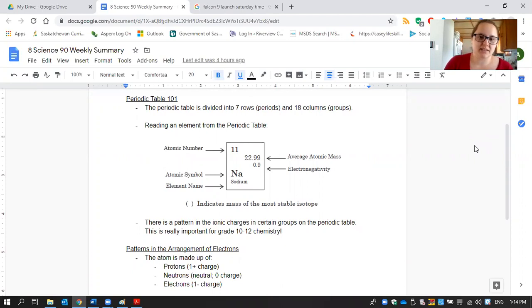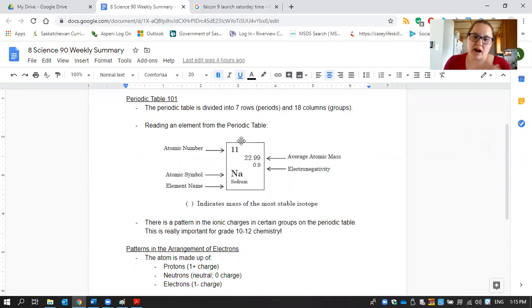It is divided into 7 rows, or what we call periods, and then there's 18 columns, which are also called groups. Within each of the little squares is all the information that is important, at our level anyways, for each element.